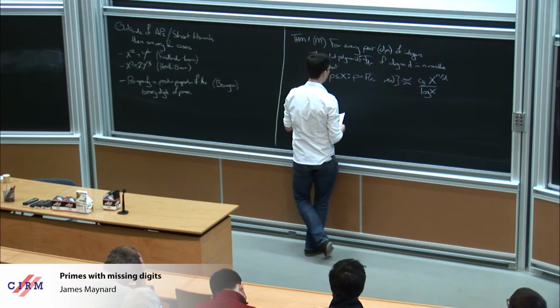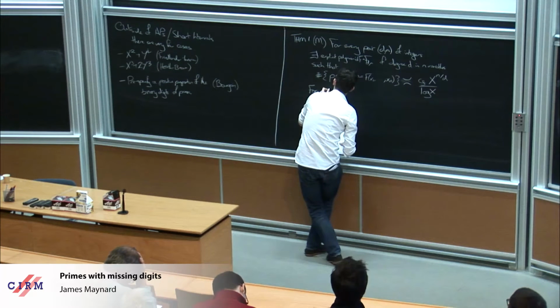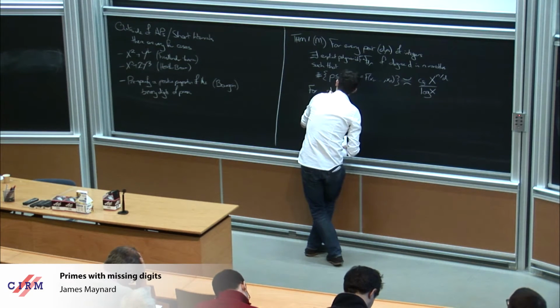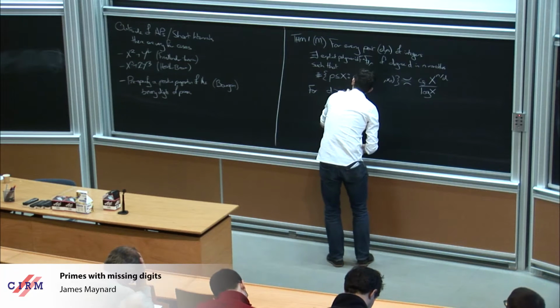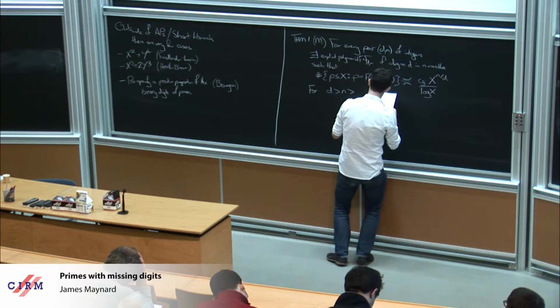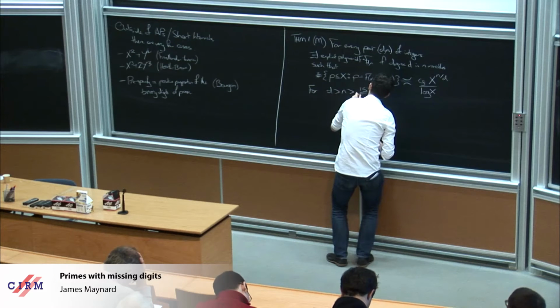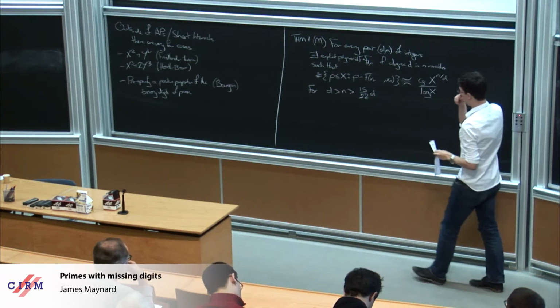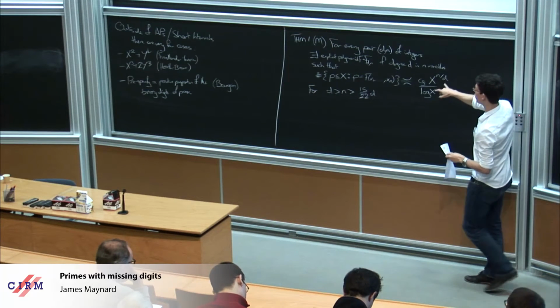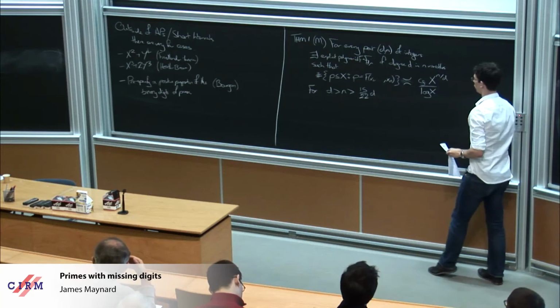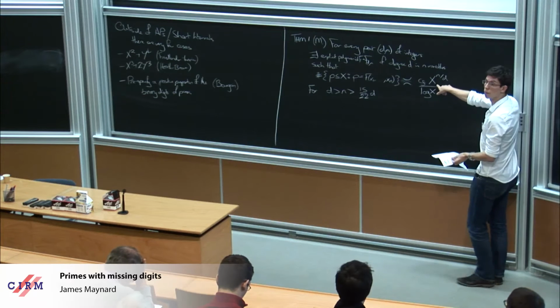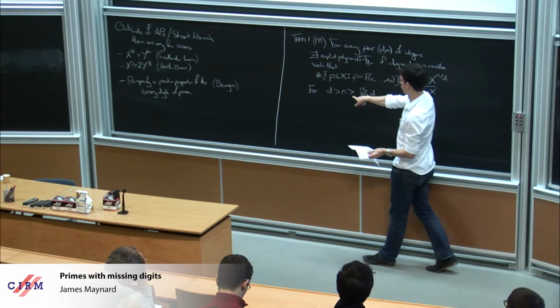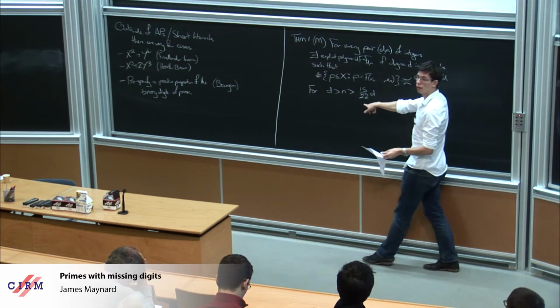So I need to say something about n and d here for, let's say, d bigger than n, bigger than 15 over 22 d. So these are homogeneous polynomials, and they're taking on a sparse set of values here because n is less than d.